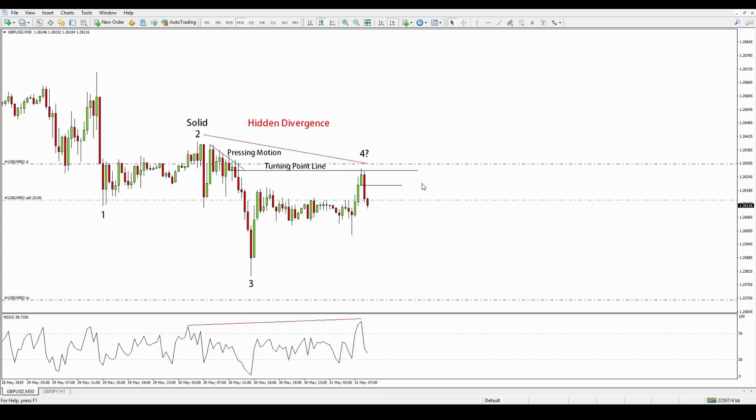Just as a side note, this turning point line in this situation can be called a supply and demand line because it represents a focal point in the chart where large decisions have been made. Another detail that is not so clear in this chart is the hidden divergence between high number 2 and the alleged high number 4. The combination of all these elements creates a narrative that signals the possibility of a short trade opportunity.